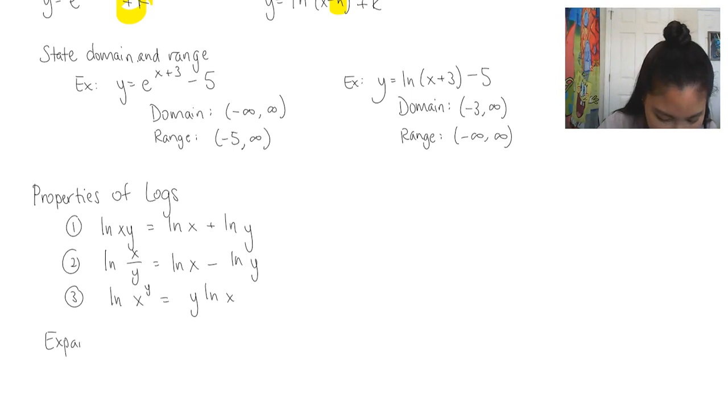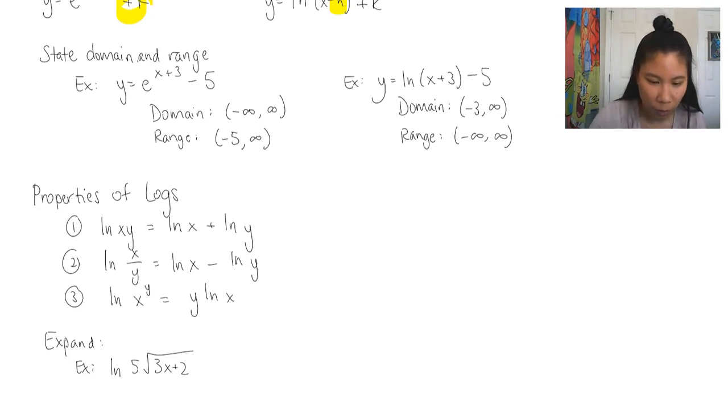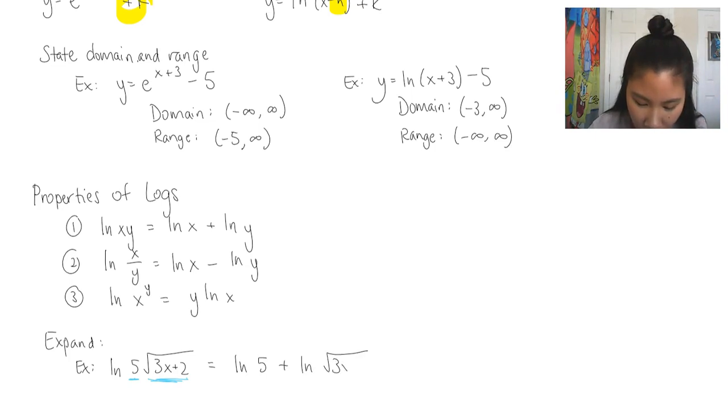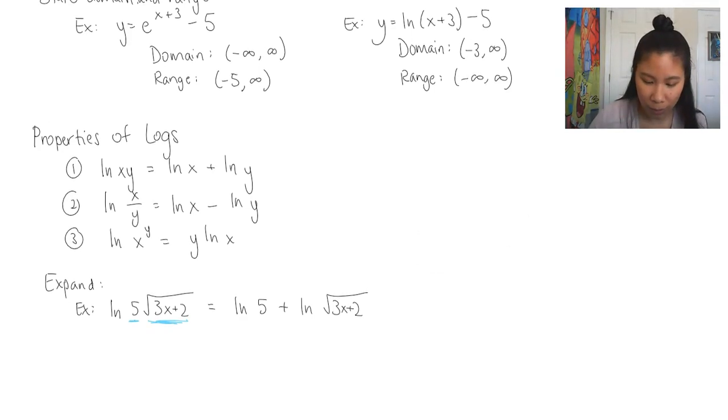So what I mean by that is if we wanted to expand, we just want to rewrite them with as many logs as possible. So let's say I had natural log of 5 square root 3x plus 2. Well, here I have 2 things being multiplied. I have this 5 being multiplied by this big square root of 3x plus 2. So I can rewrite this as natural log of 5 plus natural log of the square root of 3x plus 2 because of property number 1, since they're being multiplied.